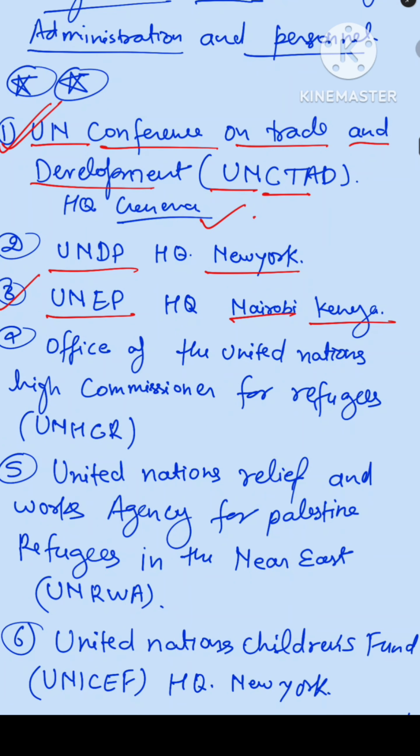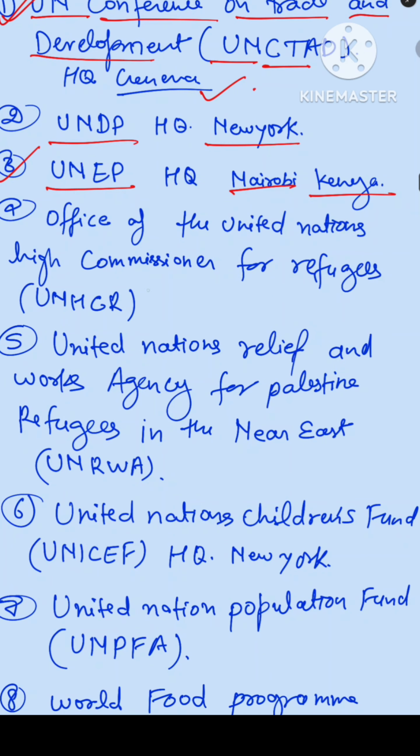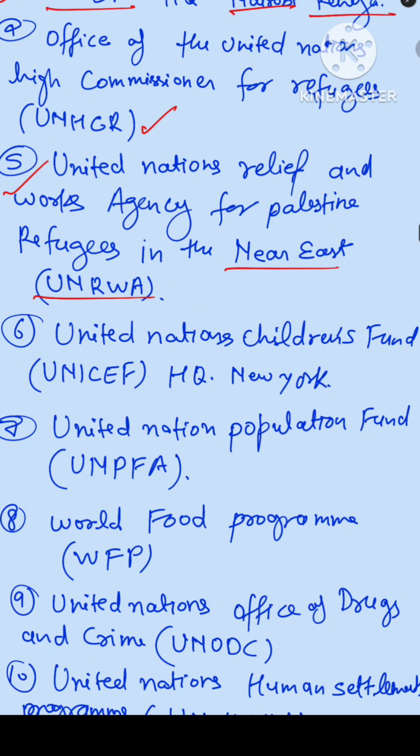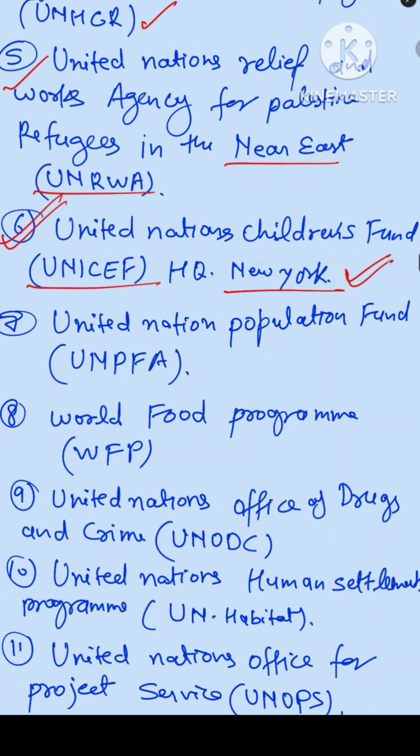And the fourth one is the Office of the United Nations High Commissioner for Refugees. This is not very important. Sometimes it comes in news because of refugee problems of a country. Fifth one is the United Nations Relief and Works Agency for Palestine Refugees in the Near East. This is not very important, but we have to look at it. And this one is important, the United Nations Children's Fund. In short, it is called UNICEF, and its headquarters is in New York. They also publish many reports, so this one is important.